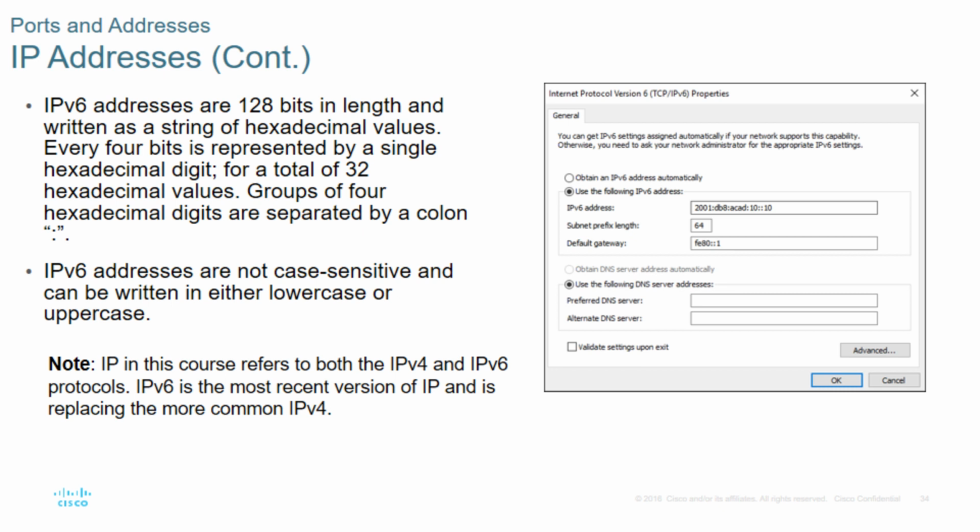So IPv6 addresses are 128 bits in length and written as a string of hexadecimal values. Every 4 bits is represented by a single hexadecimal digit, for a total of 32 hexadecimal values. Groups of 4 hexadecimal digits are separated by a colon, and IPv6 addresses are not case sensitive and can be written in either lowercase or uppercase, and you can use both of them.